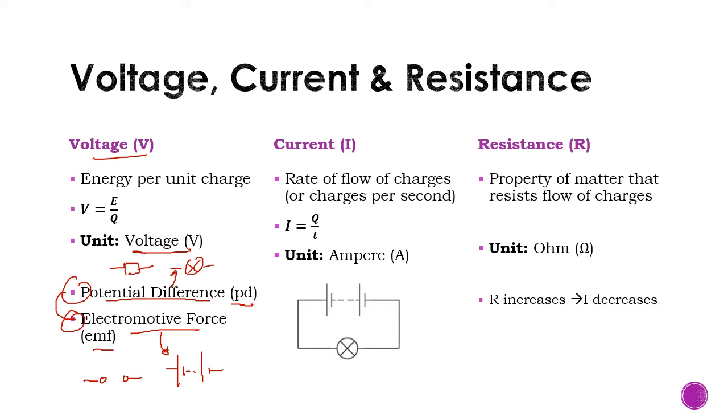So if you see the term potential difference or electromotive force, they both mean energy per charge. But potential difference means energy lost by the charge when it's going through a component. And the electromotive force is the energy gained by the charge when it goes through the battery, because the battery gives energy to the charges. Okay, that's easy enough.